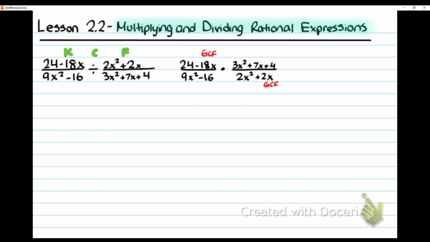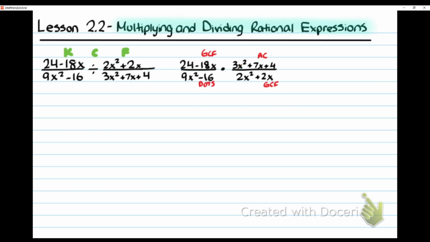The denominator of the first fraction, I would use difference of two perfect squares, also known as DOTS, and the numerator of the second fraction, I would do the AC method because there's a 3 in the front, because that has a coefficient bigger than 1.